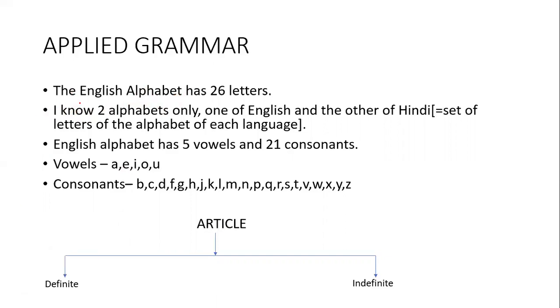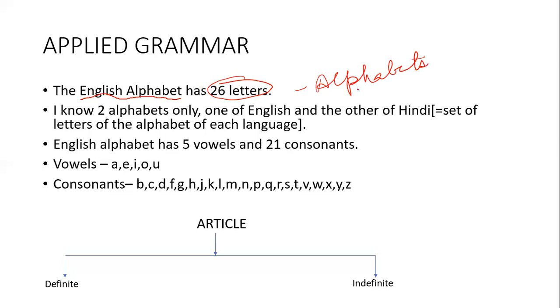It is not that the English language has 26 alphabets. It's wrong. The English alphabet has 26 letters. All the 26 letters together make the English alphabet. Now there is the plural form also of this word. It is alphabets. Alphabet also has the plural form alphabets.